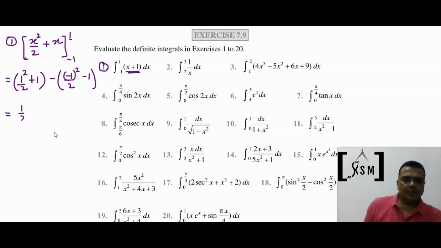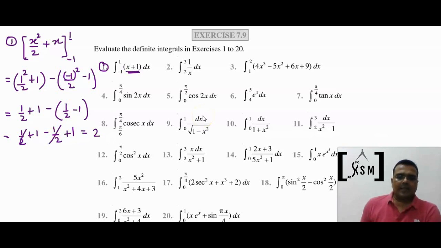So we get 1 over 2 plus 1 minus, this part is 1 over 2 minus 1. So we get 1 over 2 plus 1 minus 1 over 2 plus 1. So minus half plus half finish, we get 2. So this is my answer, guys.